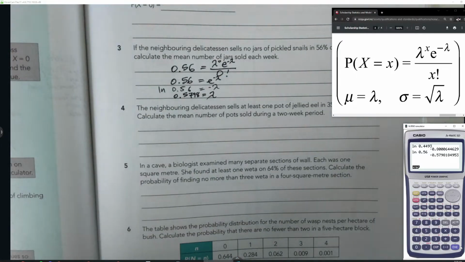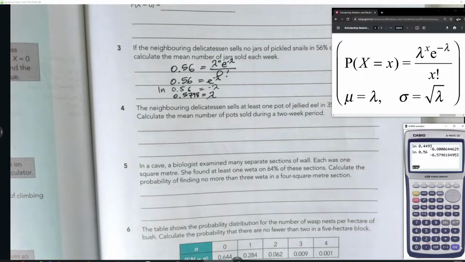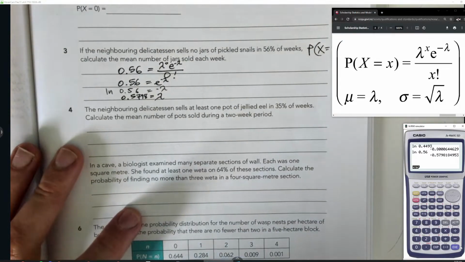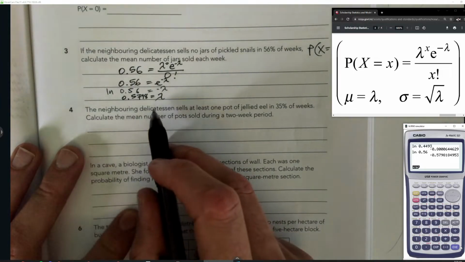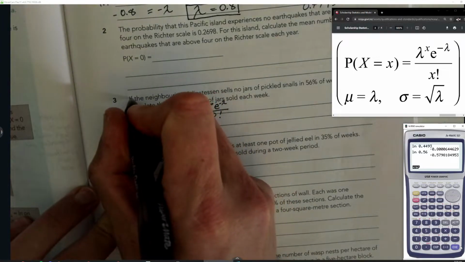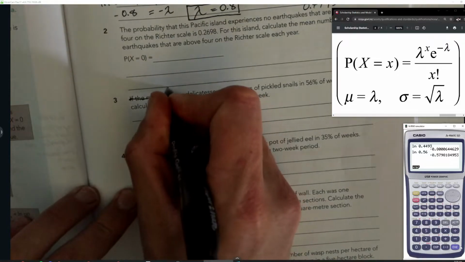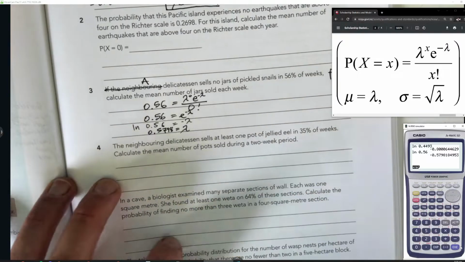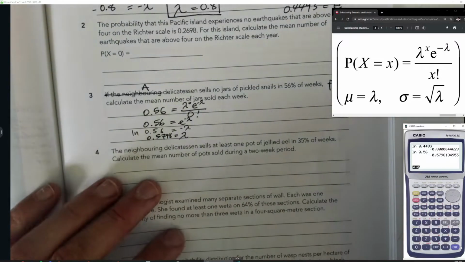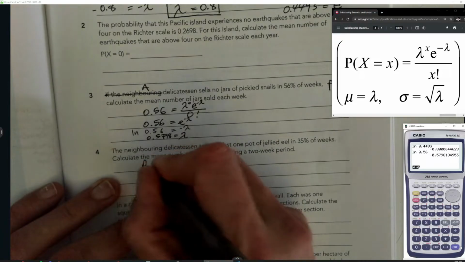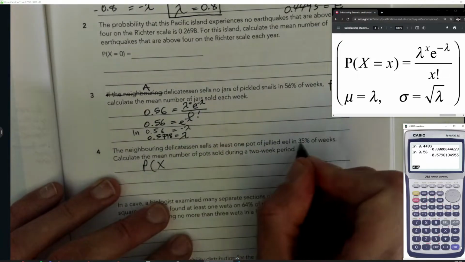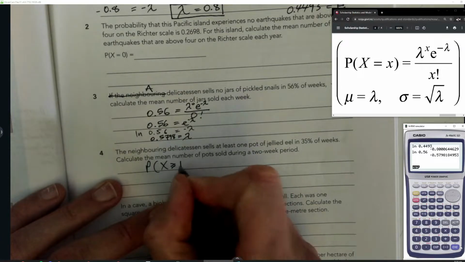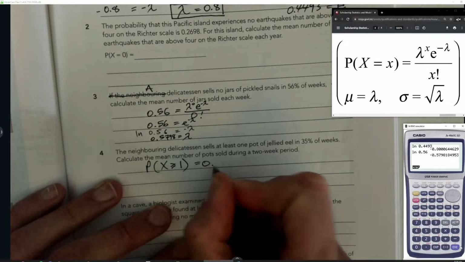Okay, there is one more scenario. This one comes up quite a bit, so we'll do question 4 as well. The neighbouring delicatessen sells at least 1 pot of jellied eel in 35% of weeks. So P(x at least 1), how do we write at least 1? X is greater than or equal to 1, and that is 0.35.